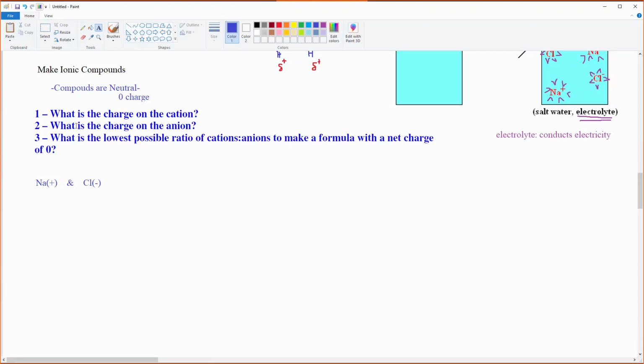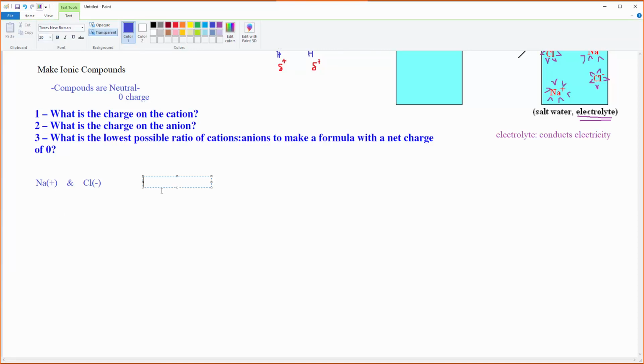And you can see I've got a +1 and a -1. And so that's very easy. If I just have one of each, then those charges cancel. And I can get a formula that just has 1 sodium and 1 chlorine. And that is it. That should make sense.